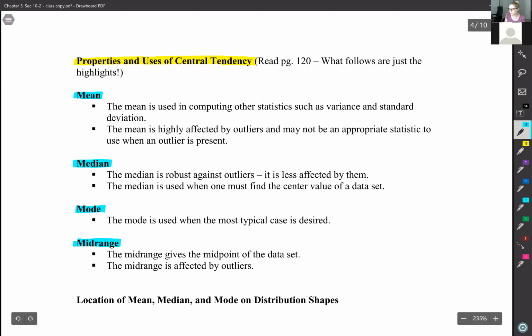Lastly, the mid-range. So the mid-range gives the midpoint of the data set. So we talked about the mid-range and how to find it, and it gives the midpoint. But then we also talked about how the mid-range is affected by outliers. So in that one example, we replaced 13 with 31, and we saw it was drastically affected. So the mean and the mid-range are both very affected by outliers, and the median is a little less affected. Okay, those are just some highlights though. So if you'd like some more uses and properties of these four things, definitely check out page 120.